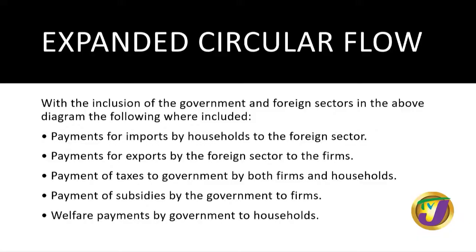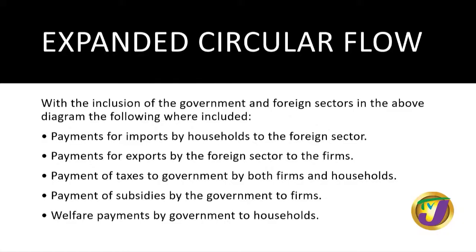So let's go back to what the circular flow model takes into consideration. Because we have now included the government and the foreign sector, there are other things that are taken into consideration. So first of all, there will be payments by households for the importation of goods. So households will import goods from the foreign sector because now we're engaged in trade. There will also be payment by the foreign sector to firms, and that's in the form of exports. So because we're engaged in trade, we're importing goods from abroad, but we're also selling goods abroad, right? So we're receiving payments for exports and we're making payments for imports.